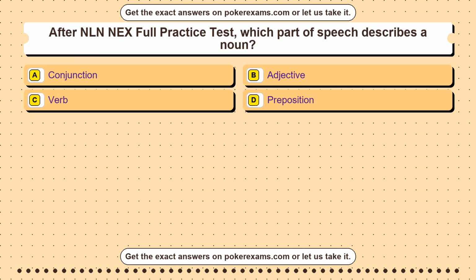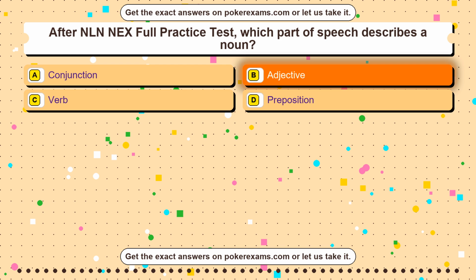Question 36. After get functions practice, which amendment protects freedom of speech? Option A, 10th Amendment. Option B, First Amendment. Option C, Second Amendment. Option D, Fifth Amendment. The correct answer is option B.